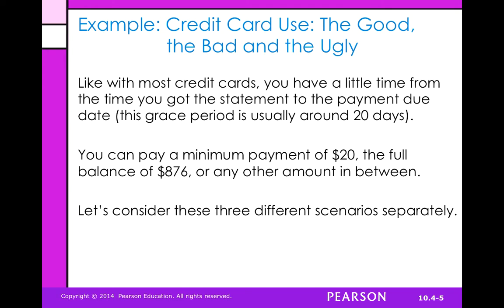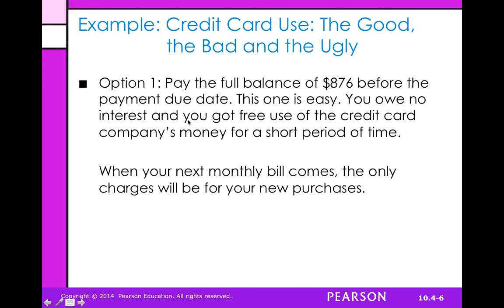So let's consider these scenarios separately. In the first case, when you pay the full balance off, you pay it off, and it's over. And there's really nothing else to say about this. You paid no interest because you paid the balance off at the end of the month. So the next time you get a statement, that $876 will have disappeared, and the new statement will only include purchases you made the next month.